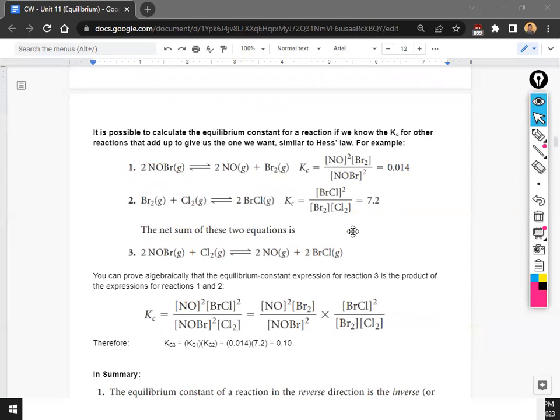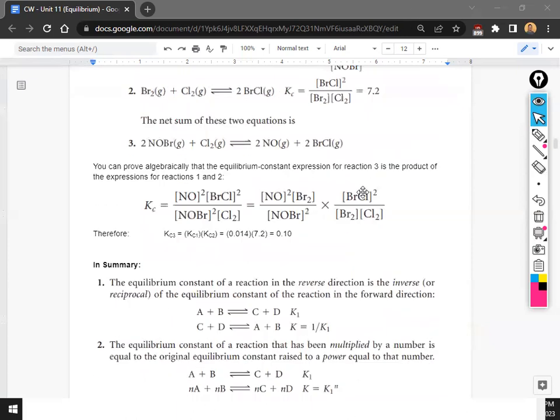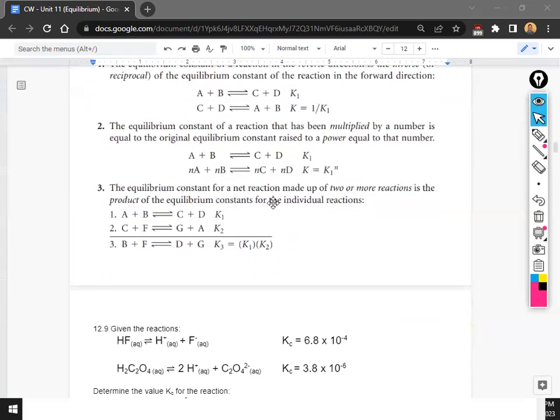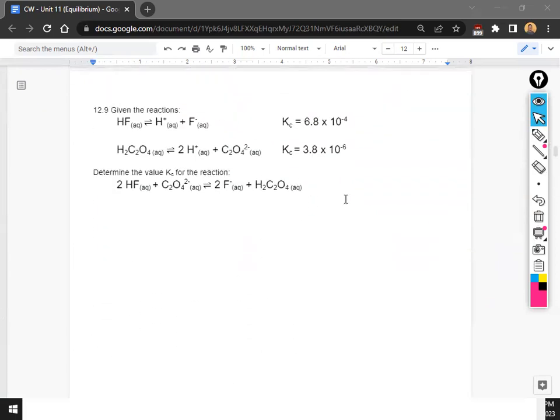Now, the last thing we're going to add on to that is that you can combine equations together in order to find a combined equilibrium constant. I think the best way to do this is to just do a problem. This is my summary of it, but it's basically what we did before with thermo. So let's jump right into 12.9. We'll try it together, and then I'll have you guys try 12.10. And I think we might have more time.